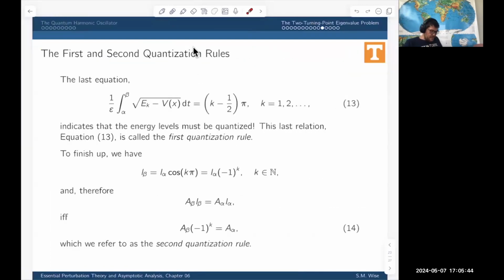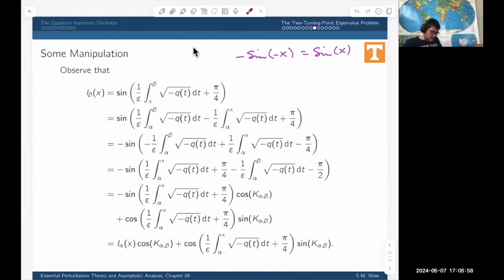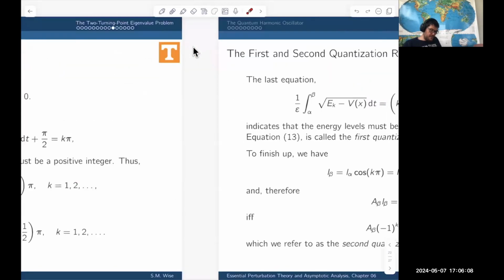This last equation here is what I call, at least, the first quantization rule, because that tells us what the allowable energies are. This is the only way that we can get a connection formula. This is the only way we can make this thing something like this. This whole thing has to go away, and the only way it can go away is if this is 0. So that's our first quantization rule.